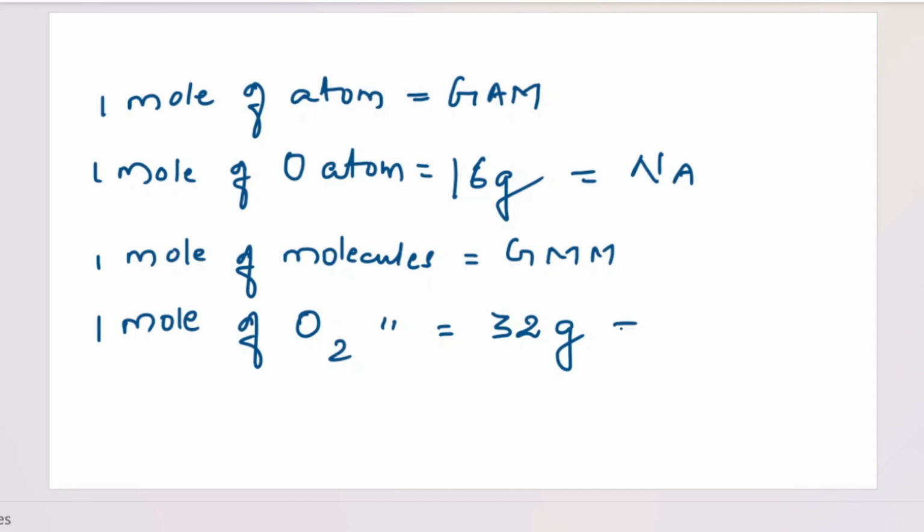It contains how many particles? 1 mole of any atom, any molecule will always contain 6.022 into 10 raised to 23 particles, which is known as Avogadro's number. Clear, children? So 1 mole of any atom will be equal to its gram atomic mass, and that will have Avogadro's number of atoms. 1 mole of molecules will be equal to its gram molecular mass, and that will possess Avogadro number of molecules.